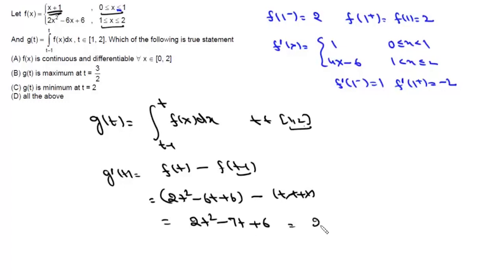Now this is (2t minus 3) into (t minus 2). So we get two values, 3 by 2 and 2. This is plus, minus and plus. So there is a maxima at t equals 3 by 2 and there is a minima at t equals 2. So the only correct options are B and C.